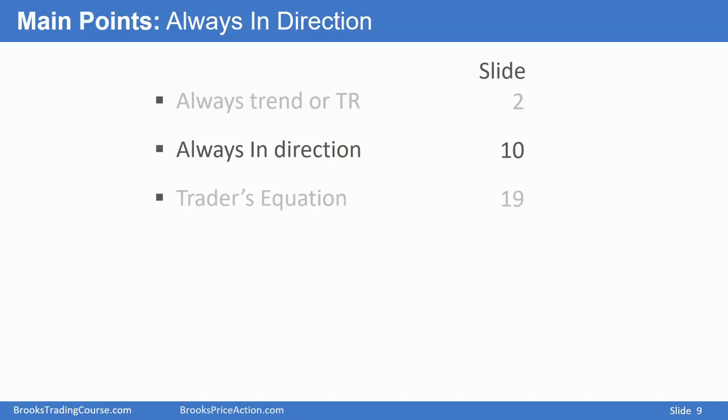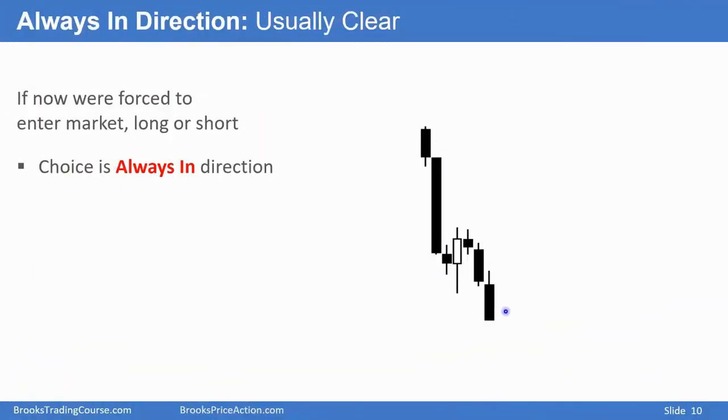Always in direction. If I have to be in the market all day long, long or short, the direction in which I'm currently trading is the always in direction. So when I see this, the market's going down. If I have to be long or short, I want to be short if it's going down. The choice usually is pretty clear, and you can almost always make a choice. The more the market is sideways, the more difficult the choice is, but you can almost always make a choice.